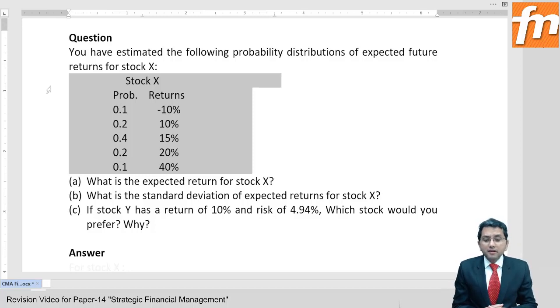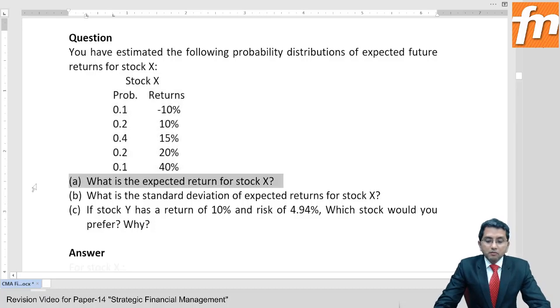So you forecasted return on stock X under different scenarios, and you forecasted the return to be -10, +10, +15, +20, +40% with a probability of 0.1, 0.2, 0.4, 0.2, 0.1. What is the expected return for X? What is standard deviation for X? If the stock Y has a return of 10% and risk of 4.94, which stock would you prefer and why?